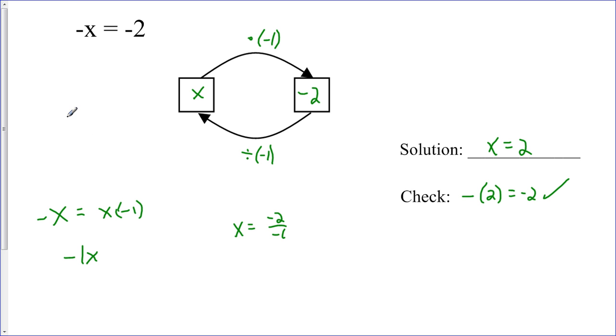Okay, so don't overcomplicate this little guy. He looks a little different because you have to recognize that that negative sign is just multiplication by negative 1. But once you realize that, it's not a big deal at all. Don't make it harder than it is.